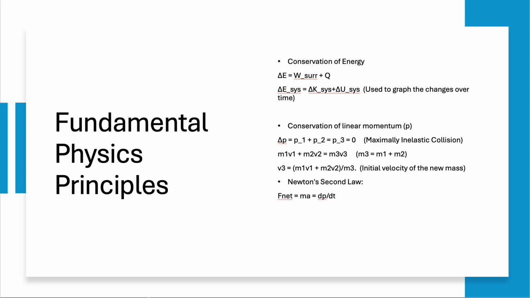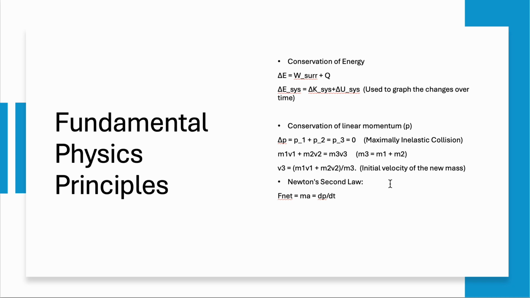We also had the conservation of linear momentum, which states that the change in momentum is equal to 0. Because this is a maximally inelastic collision, we could use this to find the initial velocity of the new mass, which is super important for determining if it will actually leave the solar system or not, because the initial velocity would need to be greater than or equal to the escape velocity for the sun.